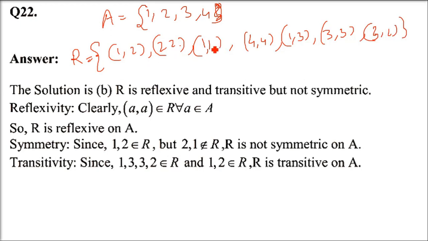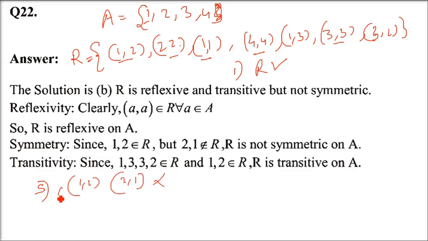So now let us check one by one and try to find out what kind of relation this is. Let us start with reflexive. (1, 1), (2, 2), (3, 3), (4, 4) are all there. It is reflexive. Now symmetric. When (1, 2) is there, (2, 1) should be there. Do we have (2, 1)? No, only (1, 2) is there. So it is not symmetric.